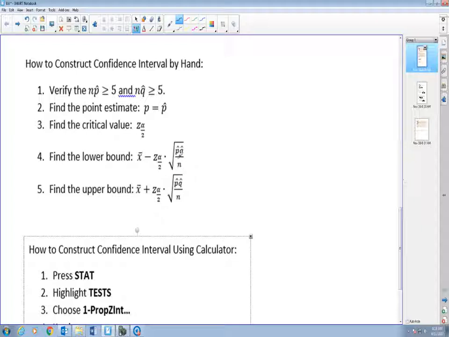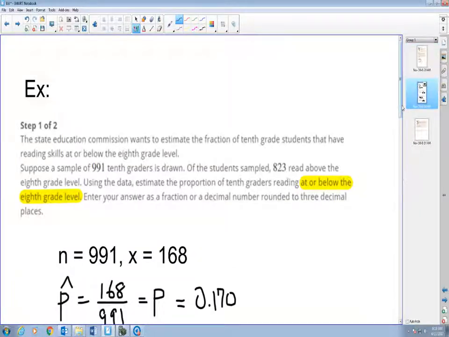Times your p hat and q hat, which don't really change. Sorry, this is actually p hat. Just realized that p hat doesn't change, q hat doesn't change, sample size doesn't change. So certain values don't change when you do it by hand, but when you increase the confidence level, your Z sub alpha over 2 will begin to change. So that actually makes the margin of error increase as well.